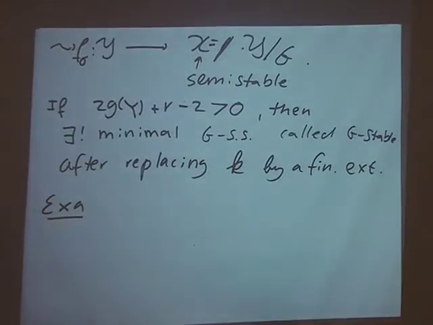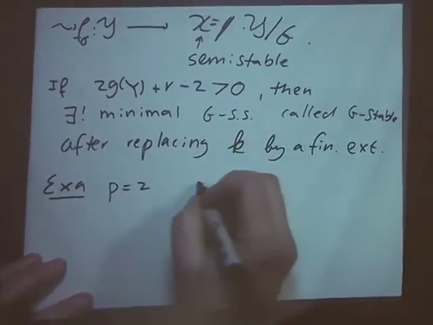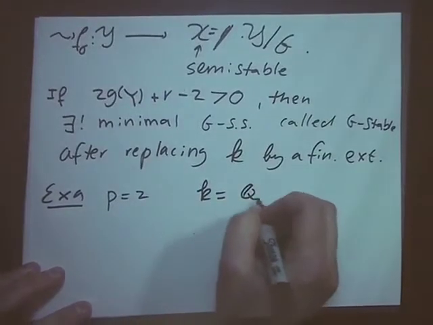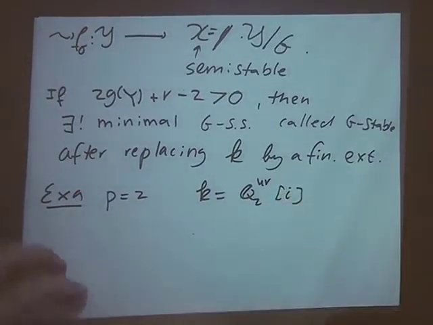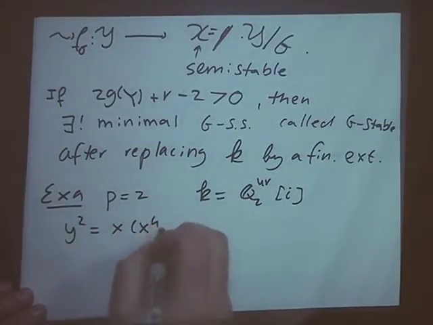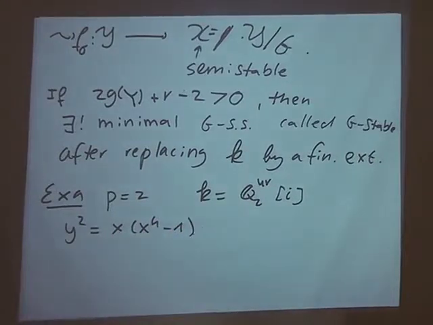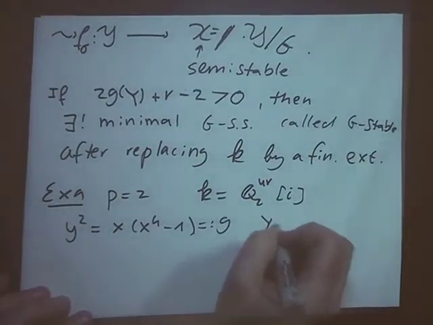Since this is so important for what follows, let's just look at 2 examples. First example: take p equal to 2 and k equal to the maximal unramified extension of the 2-adic numbers, but for this example to work I need to add a 4th root of unity. Then we look at a very simple curve in characteristic 0. This is a curve of genus 2. Call this polynomial g. And the map I look at is also very easy.